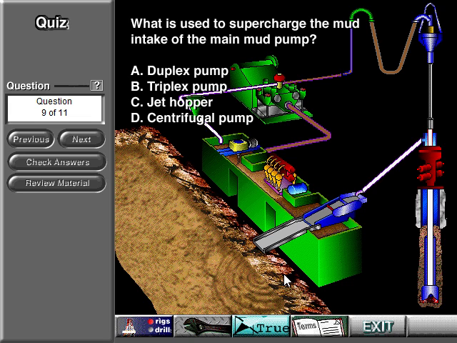What is used to supercharge the mud intake of the main mud pump? A. Duplex pump. B. Triplex pump. C. Jet hopper. D. Centrifugal pump. Exactly. A centrifugal pump supercharges the mud in order to keep the pump's intake completely full of mud.